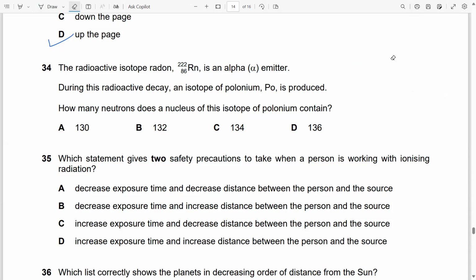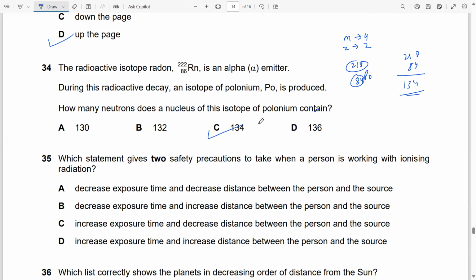Question 34. The radioactive isotope radon is an alpha emitter. In alpha emission, we know that mass number reduces by 4 and atomic number reduces by 2. So for polonium, it will become 84 Po 218. How many neutrons does the nucleus of this isotope contain? So 218 minus 84 comes out to be 134. So this is the number of neutrons. Option C is correct.